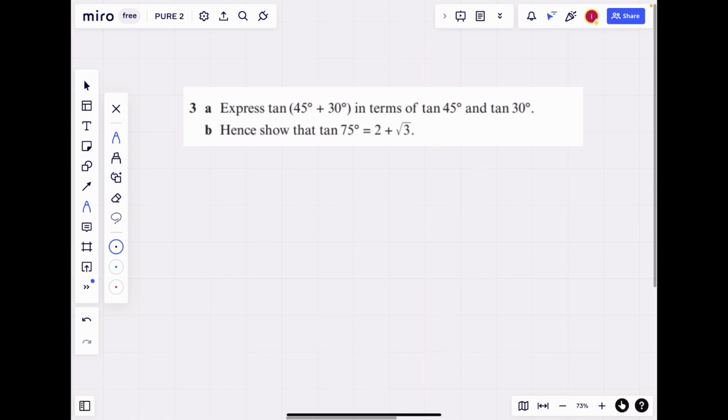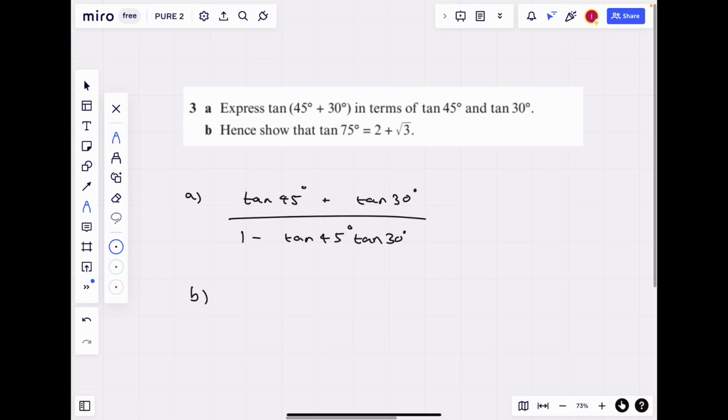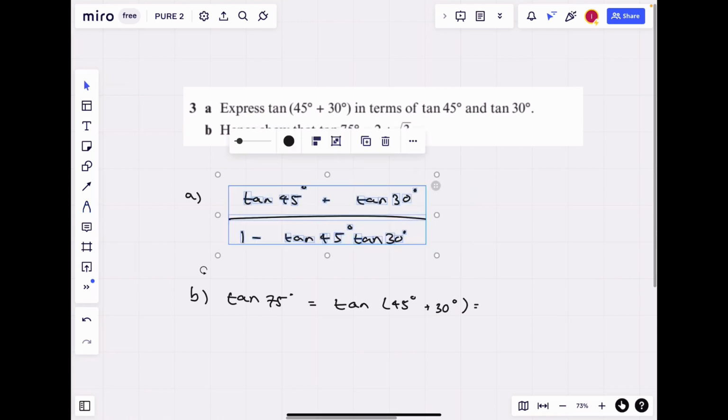For this one, you need to use the addition formula to expand the bracket. It's a plus on the inside. So tan 45 plus tan 30 over 1 minus tan 45 times tan 30, all in degrees. Hence show that tan 75 is 2 plus root 3. Well, tan 75 is the same as tan 45 plus 30, which is all equal to this.